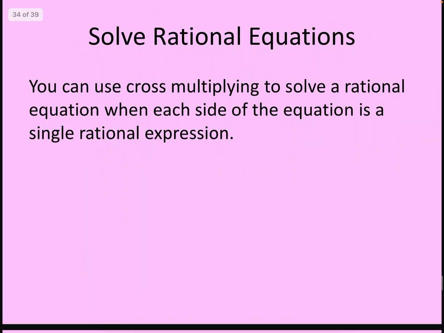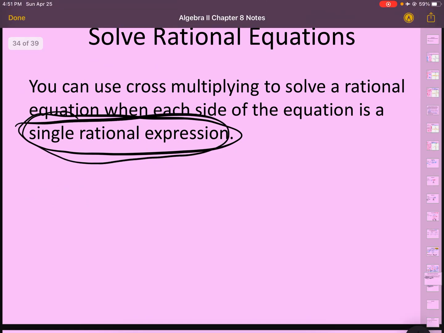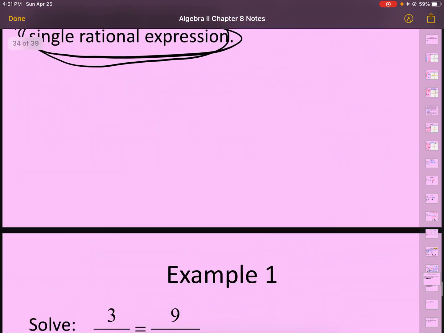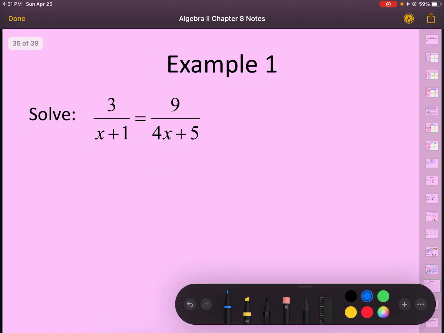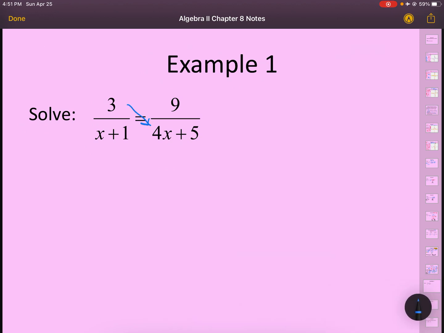In order to solve rational equations, you can use cross-multiplying when each side of the equation is a single rational expression. So that's very important. In order to use cross-multiplying, they have to be single rational expressions on both sides of the equal sign. For example, in example 1 here, we have single rational expressions on both sides of the equal sign. So what we could do is cross multiply and solve.